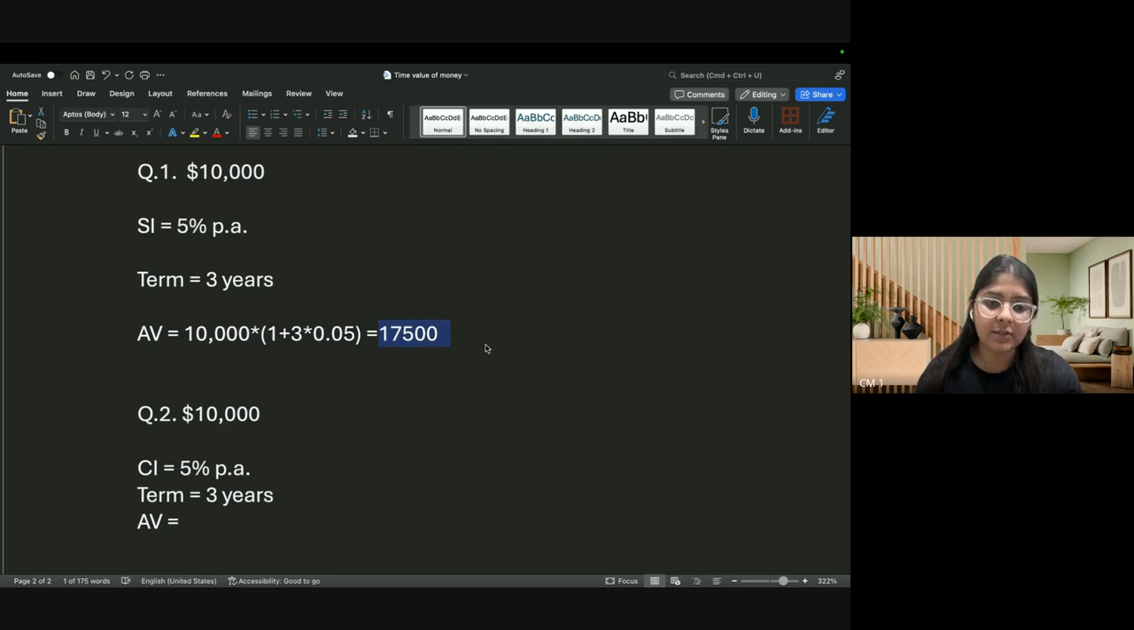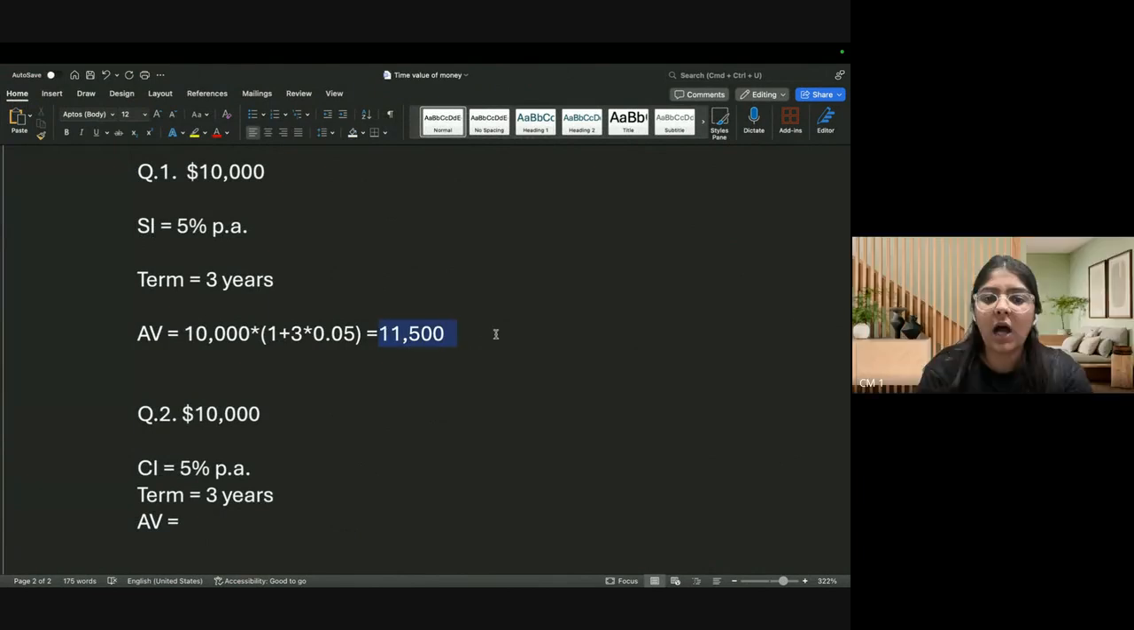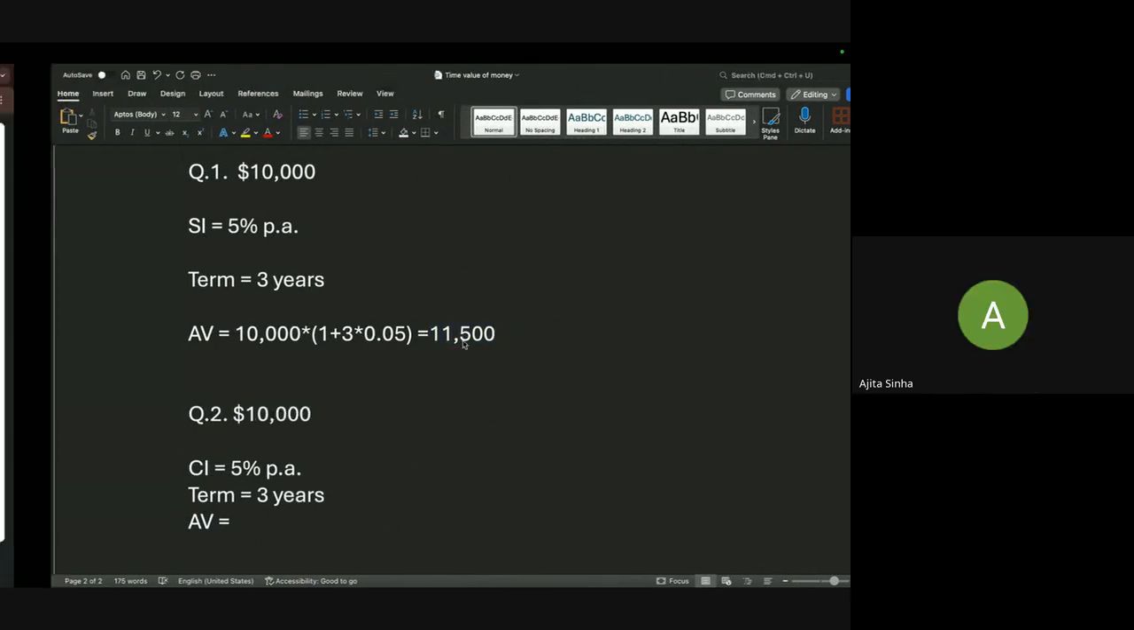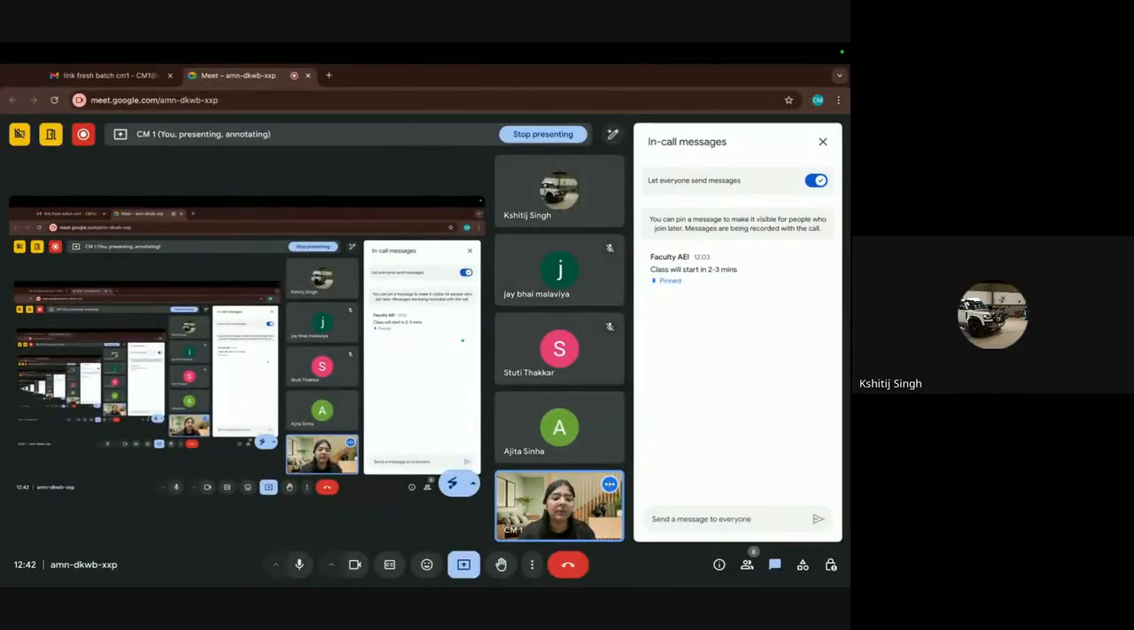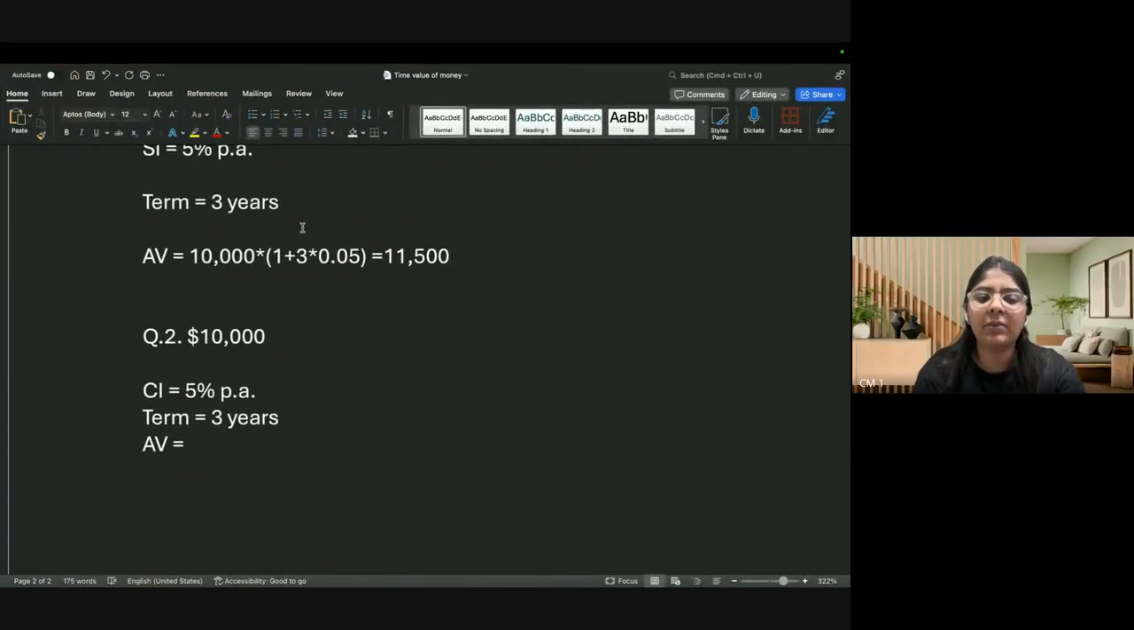Yes. Any other answers from anybody? You will get 11,500. Yes. How did you get it? 11,500. All of you are getting this? 11,500? Okay. Now, similarly, same thing, but the interest is just compound interest instead of simple.